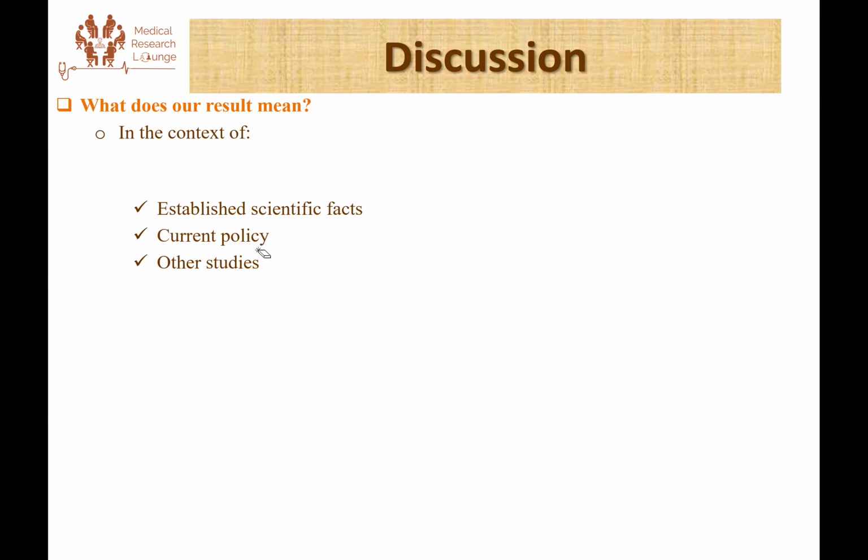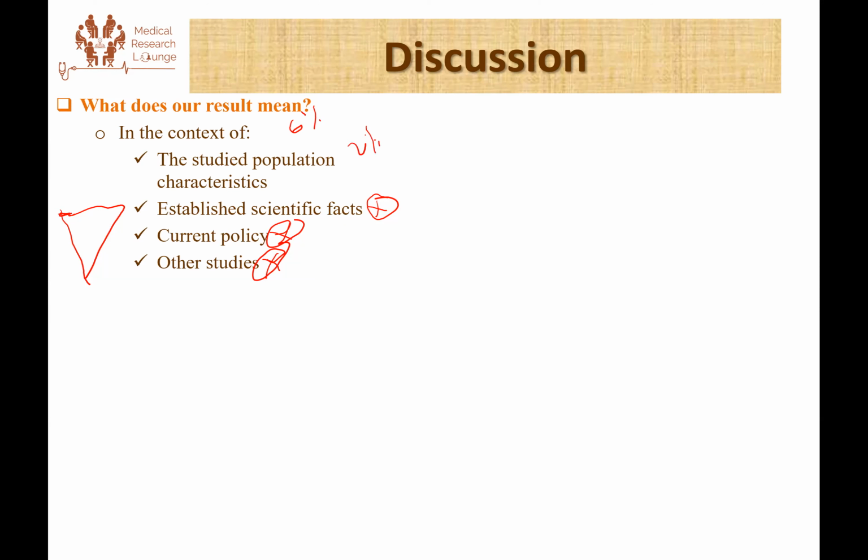So the most important part of discussing our results should rely on the above two, and actually we can put it like this: more emphasis should be given to what's known so far, established fact, and the current policy. And after that, you can compare it with other research. But whenever you do these three things, there is one important factor that we should consider, which is the population characteristics. For example, let's say what we expect for MI among total hypertensive patients from what we know so far is 2%, and what we get is 6%.